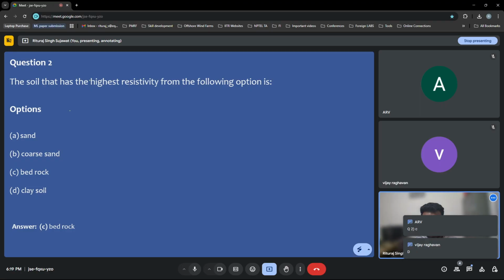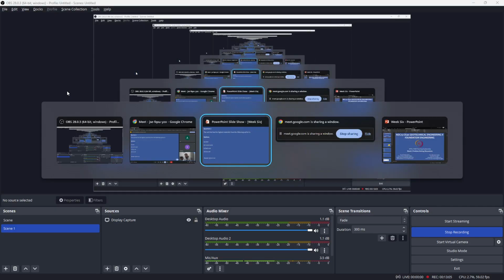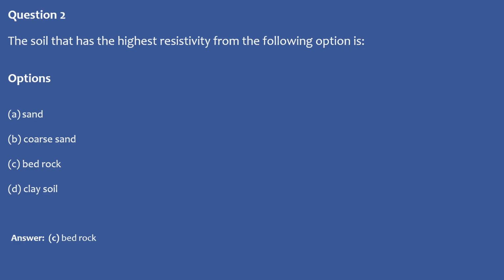Yeah, the answer is C, bedrock. So it has the highest resistivity. Since the interparticle distance is very small, and they are very highly dense material in the case of bedrock, it will offer the highest resistivity among all those four options. So that's why the correct answer is option C, bedrock.